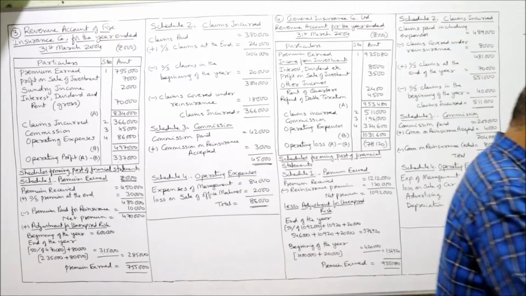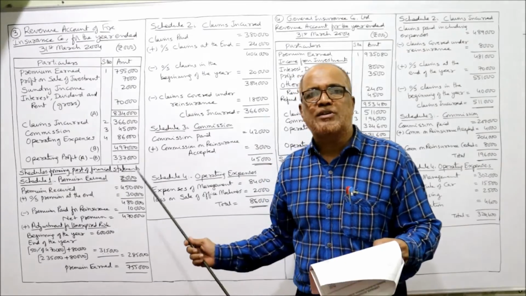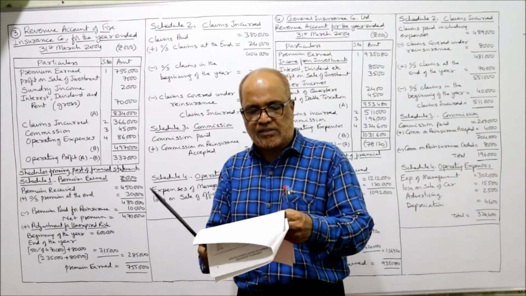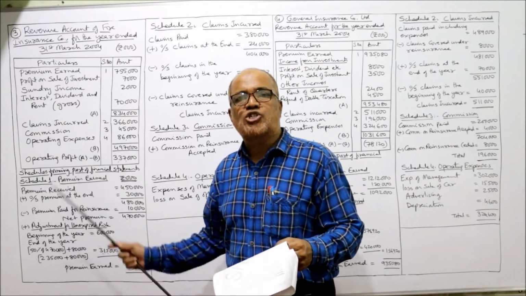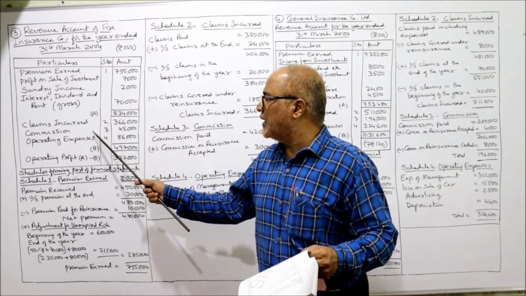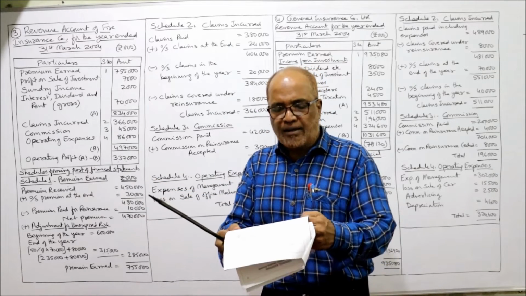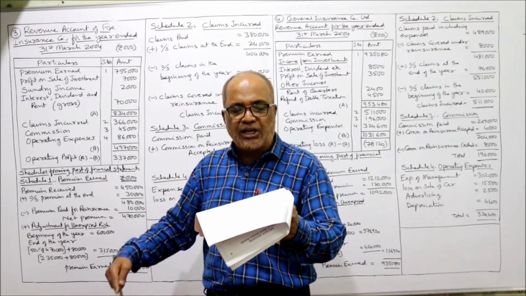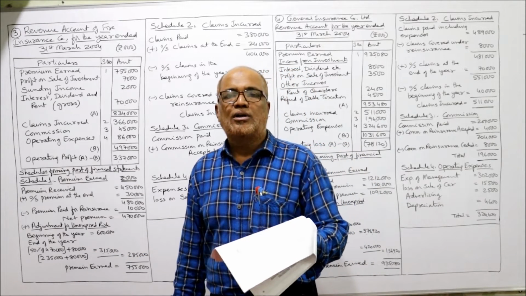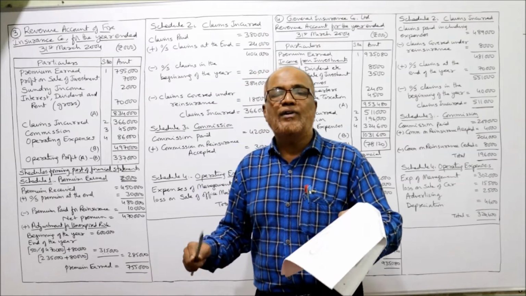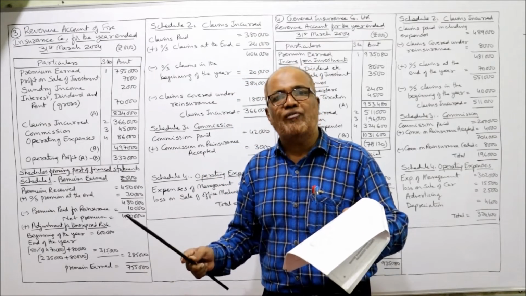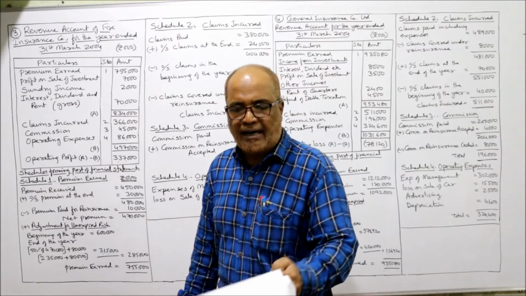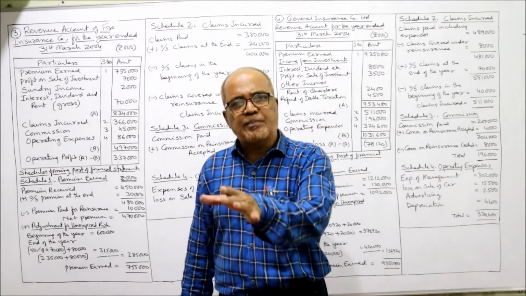This will be taken as loss on sale of office machine, in operating expenses. Commission to agents, schedule number 3. Keep a reserve for unexpired risk equal to 50% of the premium and an additional reserve of 80,000. So at the end of the year, we have to keep a reserve of 50% of net premium plus additional reserve 80,000. That's all. I have explained all the points.